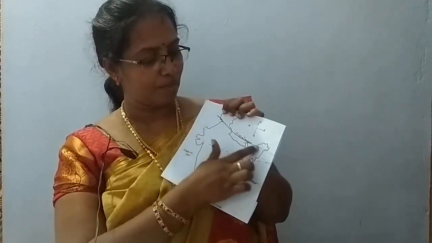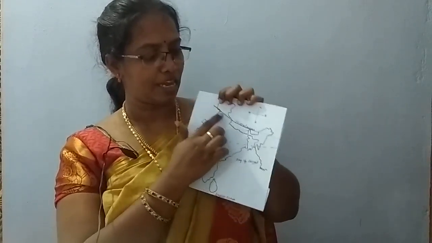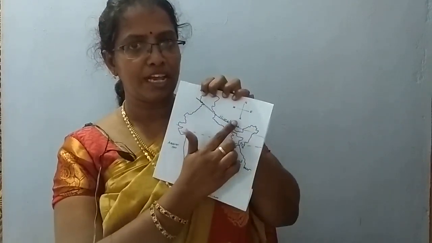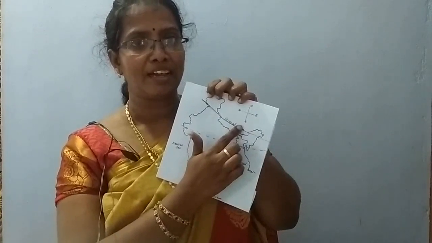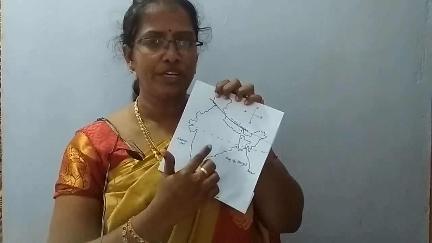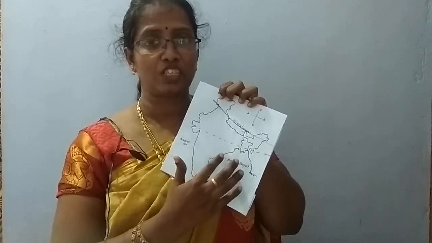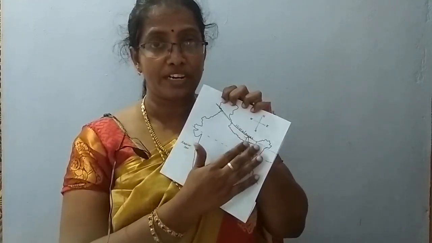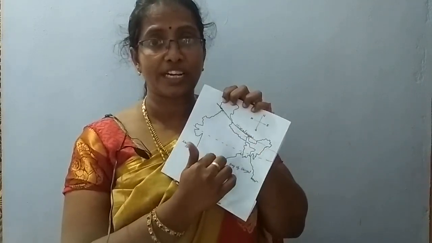So this is the Himalayas. Check it, this is the Himalayas, children. The Himalayas act as a barrier of our country. It is protecting our country. How is it protecting us? From external aggression, from foreign countries' invasion.